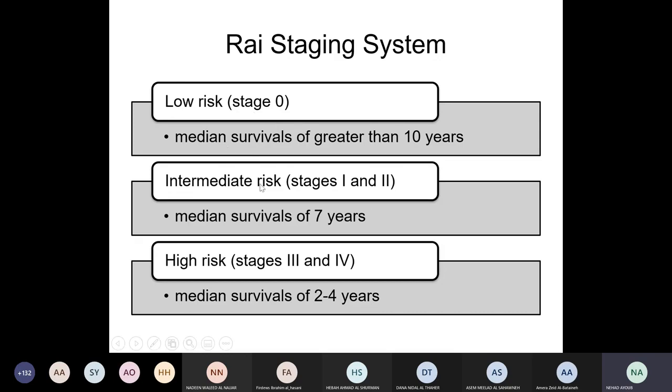ال intermediate risk, okay, هم بيكونوا stages 1 and 2. هون إنه لا يعني there is a little bit more aggressive disease. ال stages 1 and 2 يعني ال patient هون ممكن يكون symptomatic, and sometimes in stage 1 they might be asymptomatic, okay. ال survival time أقل من stage 0 لكن أفضل من ال advanced stage أو ال high risk يعني stage 3 and 4. فبالتالي لما أنا بحكي stage 3 or 4 on RAI staging for CLL, I'm talking about high risk, poor survival, and this is a must to treat.